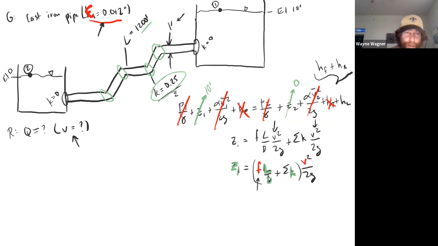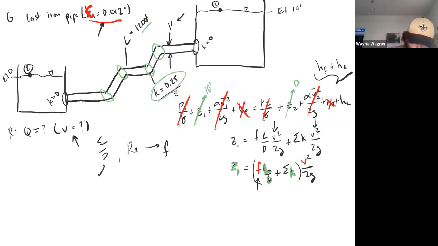Every time I do these problems, I reteach them. Anyway, to get F, I need 2 things. I need epsilon over D. Actually, I guess the arrow should go the other way, because F is the wrong thing to be a function of. Anyway, I need epsilon over D, and I need the Reynolds number in order to get F.